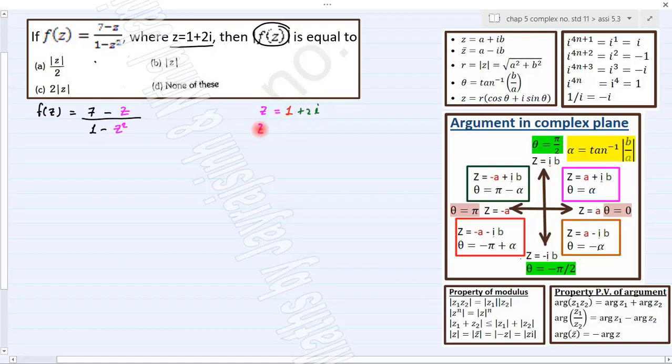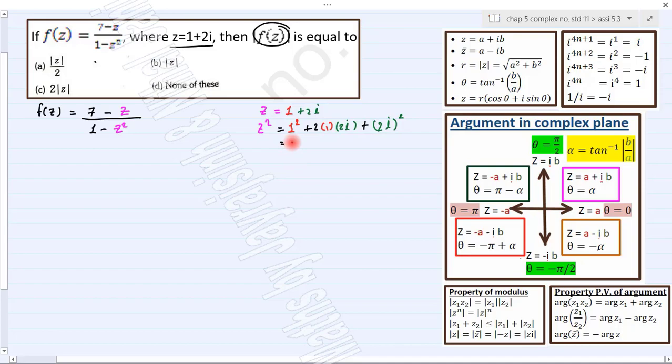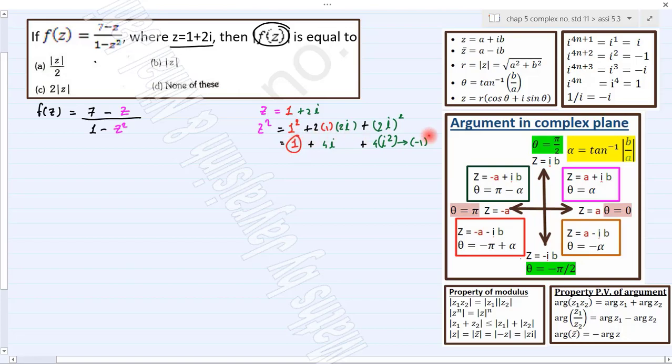So let's get z square, which will be the whole square of 1 + 2i, or we can say 1 square plus 2 times 1 into 2i plus (2i) the whole square, or we can say 1 + 4i + 4i square. Now we know that i square will be minus 1, so this 1 and minus 4 will become minus 3 and 4i will remain as it is.